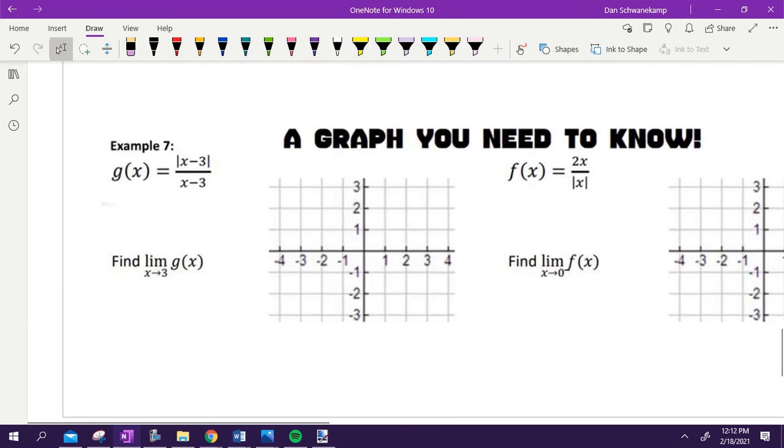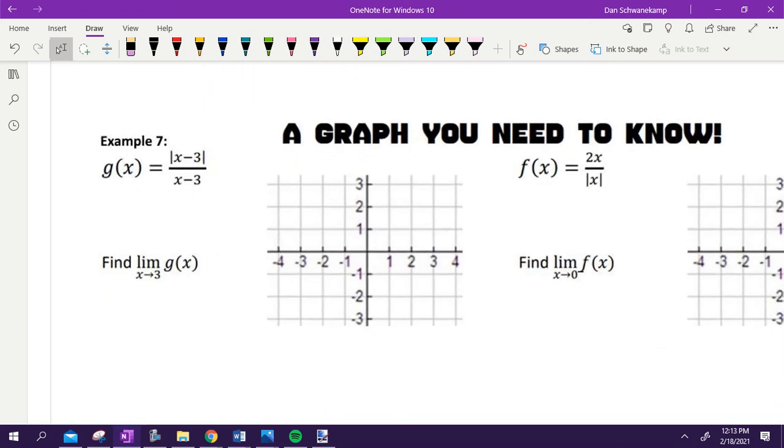All right, last two things of the day. A graph we need to know. This is a graph you need to understand. We did it a little bit yesterday. We're going to do it again here today. Okay, if we want to find the limit as x approaches 3 of this g of x equation, we need to understand what this graph looks like. Show me with your arms. Anybody remember what that graph's going to look like?